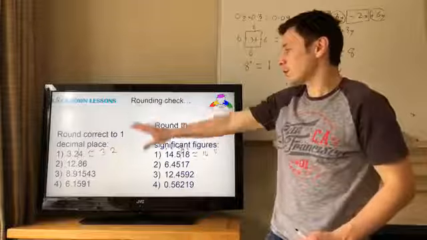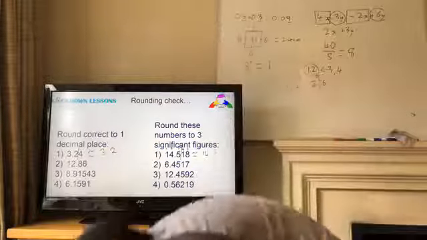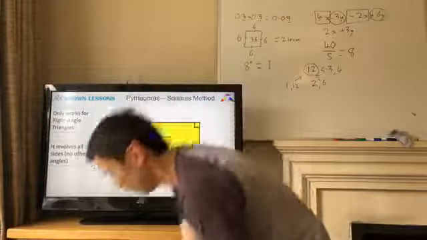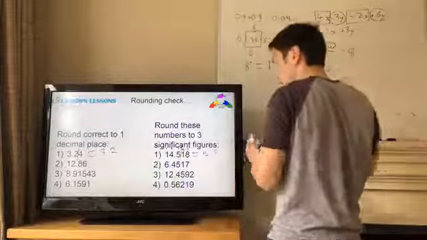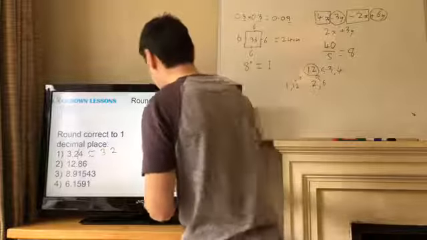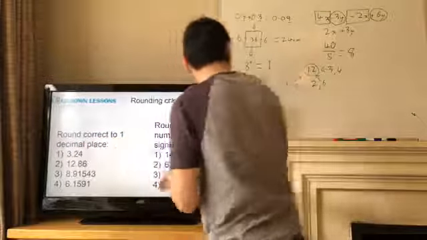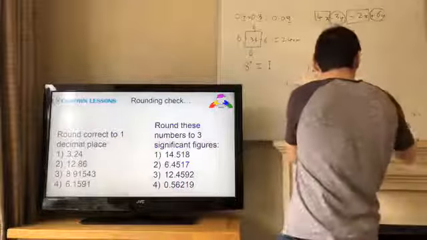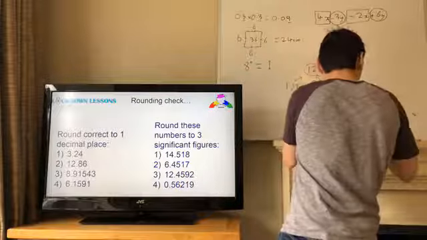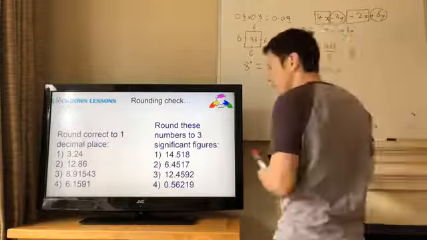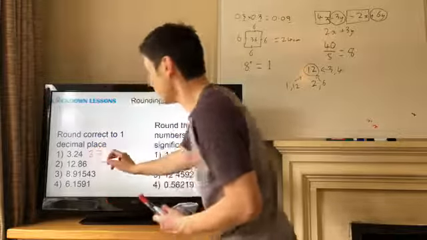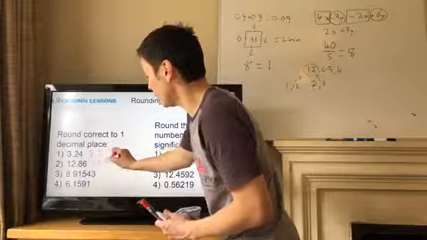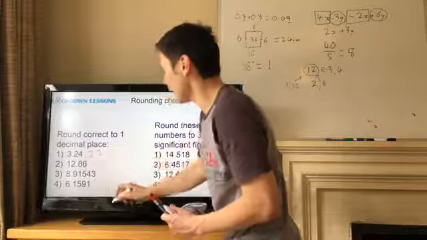Right, okay, so just quickly onto the rounding answers for those ones. Put the answers written down. Okay, so we had 3.2, 12.9, because that 6 makes the 8 go up.